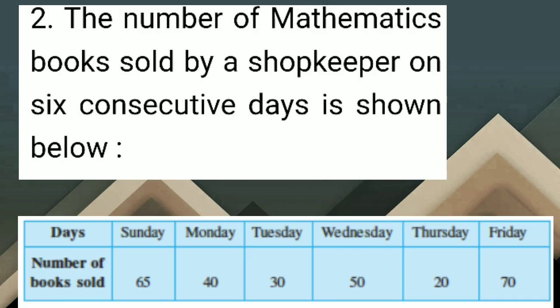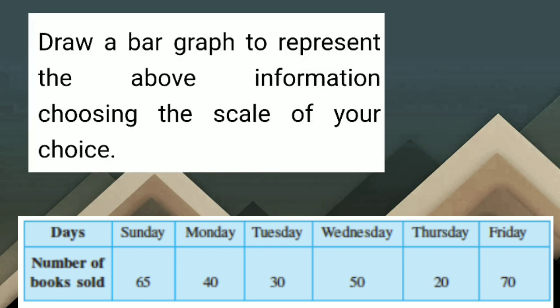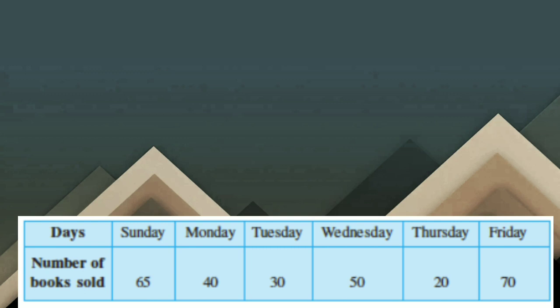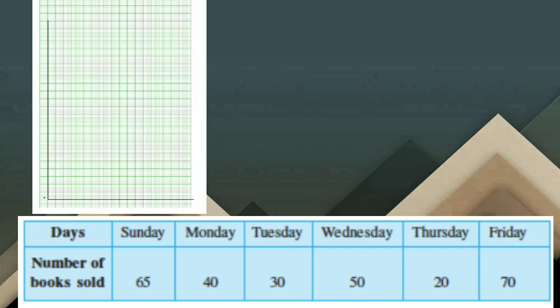So here you can see the example taken from your textbook exercise: number of mathematics books sold by the shopkeeper on 6 consecutive days. As you see the numbers here, it starts with 10, 20, and ends up with the highest number as 70. Naturally, the maximum number which you have to show on the graph page is 70. As you can see on your graph page, horizontally it goes about 12 to 13 boxes, and vertically it goes near about 24 to 25 centimeters, so that is 24 to 25 boxes here.